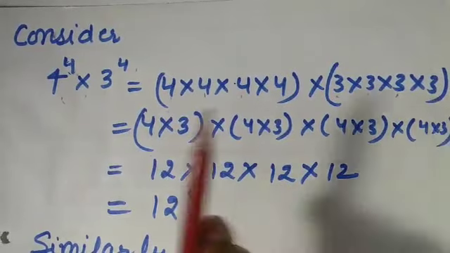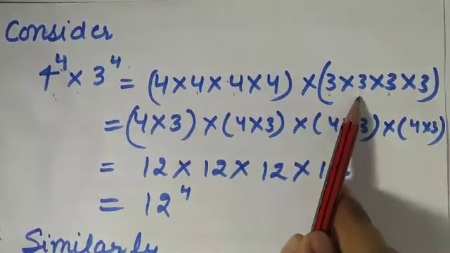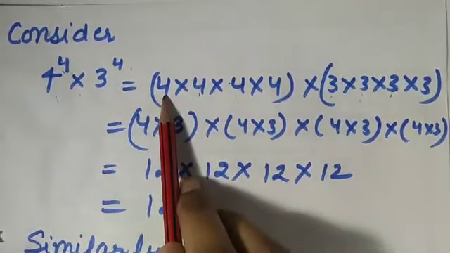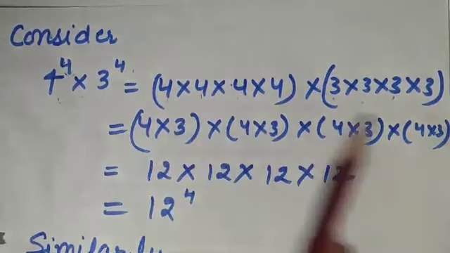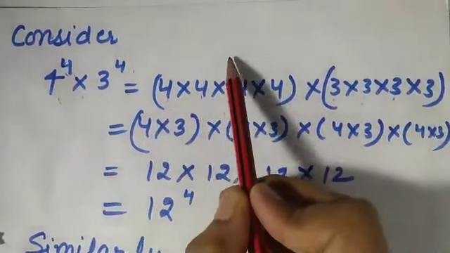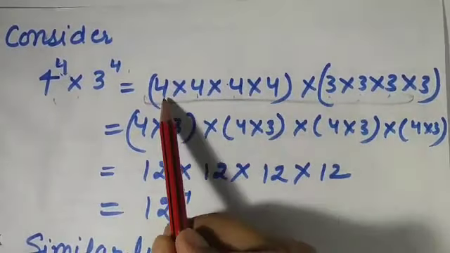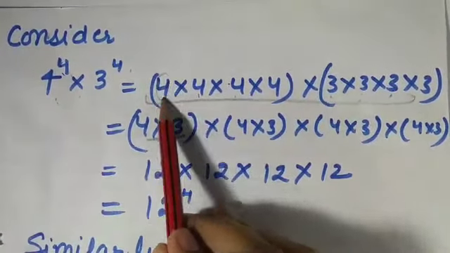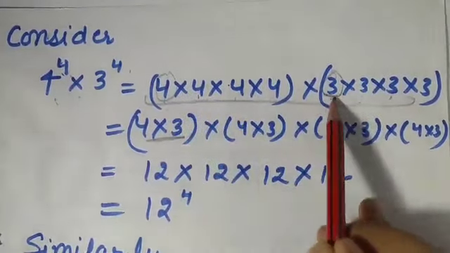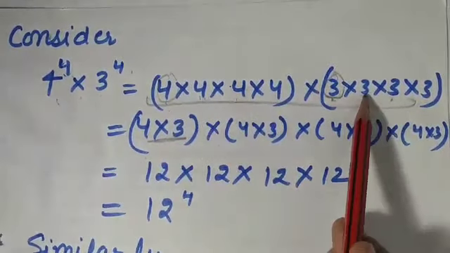Again I am applying the commutative law, so that I can rearrange their order. A into b is equal to b into a. So this can be written as 4 into 3, I have taken this first and this one 4 into 3, then 4 into 3.